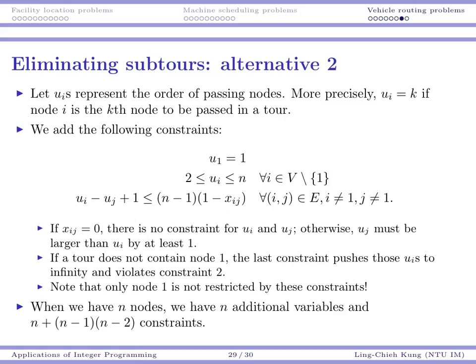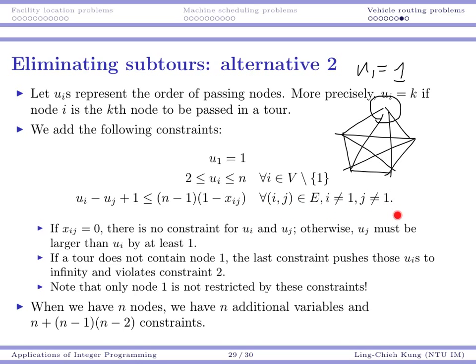Let me slow down for a while. Suppose I have a network like this, and I say this is node 1, so u_1 is 1. Then this constraint is saying that for every link that is not related to node 1, so I am not talking about these two arcs, I only talk about the remaining arcs. For each of the remaining arcs, I have this. What's this? Looks very similar, right? It's again an either-or constraint.